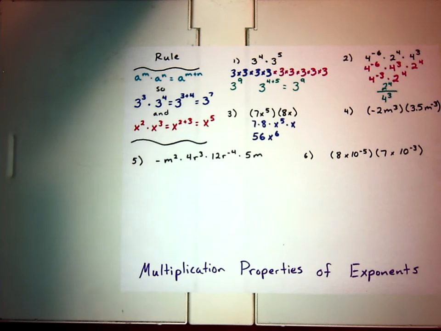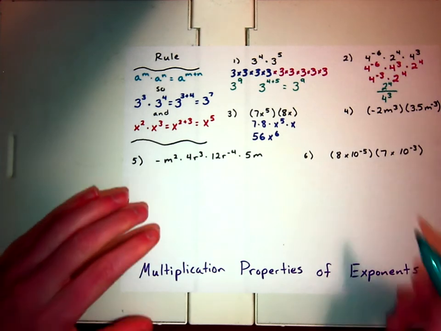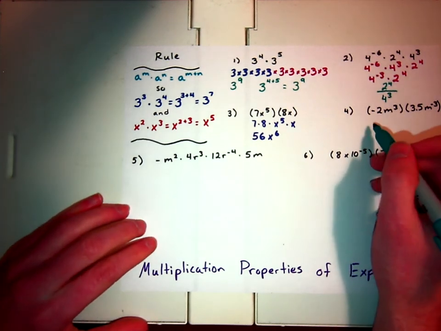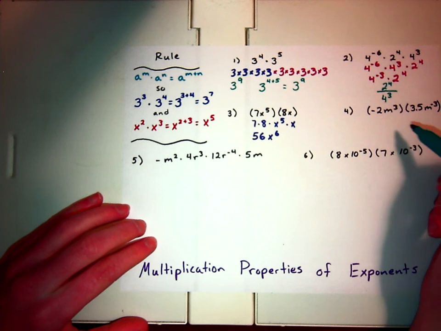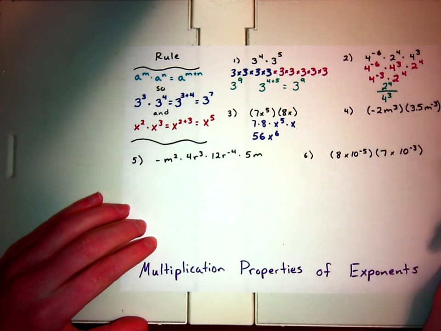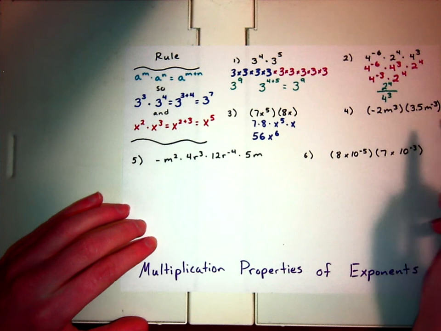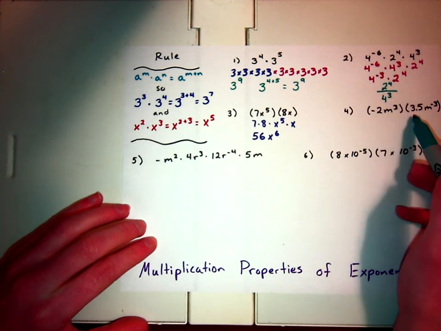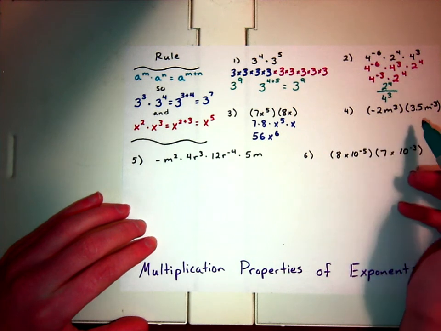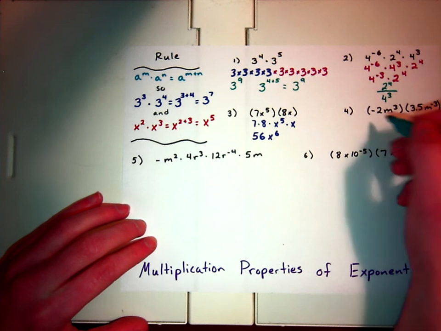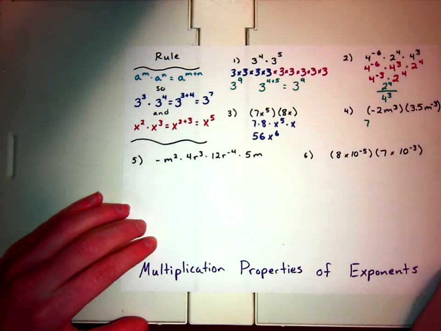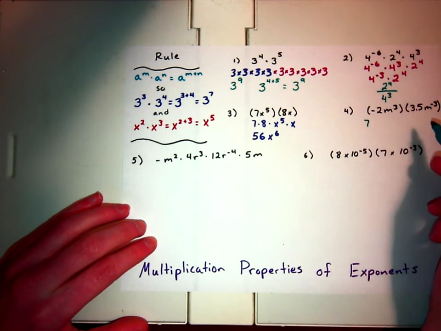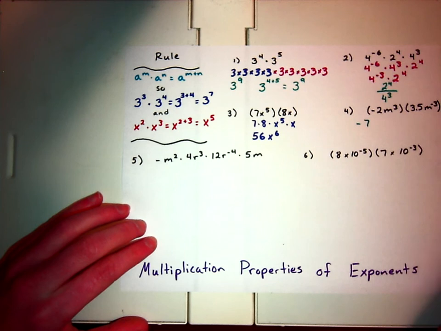For this next problem, we see negative exponents, we see a negative number, so let's look at what that means. We could again use the commutative property if we'd like, or we could just say, okay, I understand what we're doing. It's negative 2 and 3.5. Negative 2 times 3.5 is 7. And will it be positive or negative? Well, it was a negative times a positive, so that is negative 7.